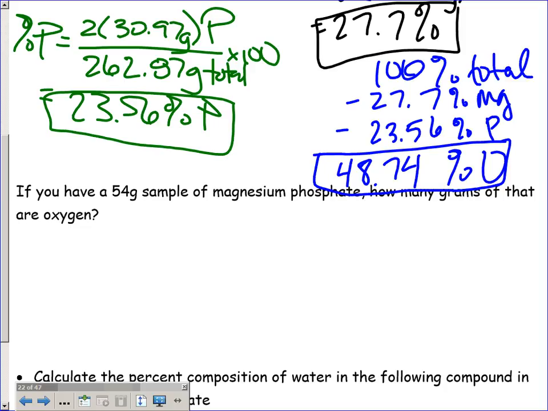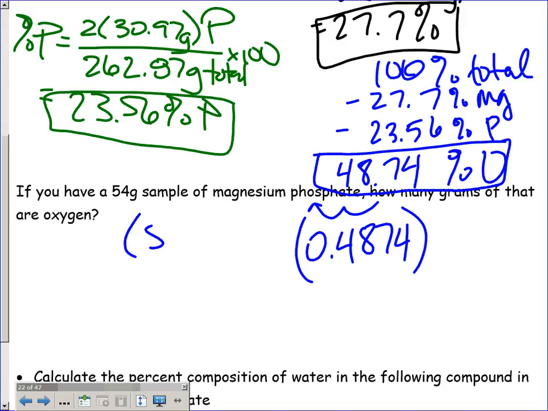Joey, what you got? 26.31. Okay, tell me your process. So you know that oxygen correlates to 48.74%. All I did was move the decimal over 2 places, so you get 0.4874. Okay, so does this have a unit? Yay or nay? No, it's just a different version of percent. We've bounced the decimal back 2 times.